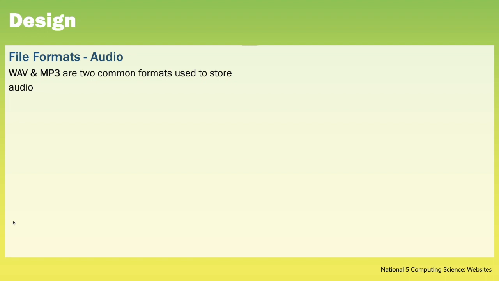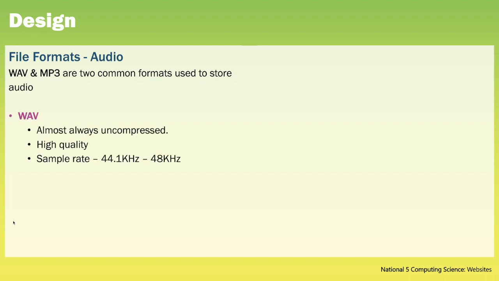Web developers will consider the format of the media files that will be used on their website. Let's look at some different standard file formats, starting with audio. WAV and MP3 are 2 common formats used to store audio. WAV files are almost always uncompressed, and they have a high quality. The sample rate of a WAV file is 44.1 kHz to 48 kHz.